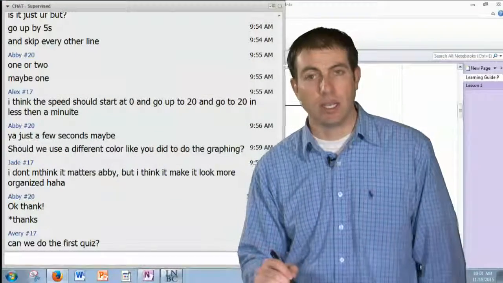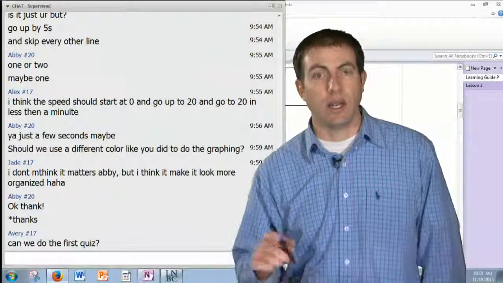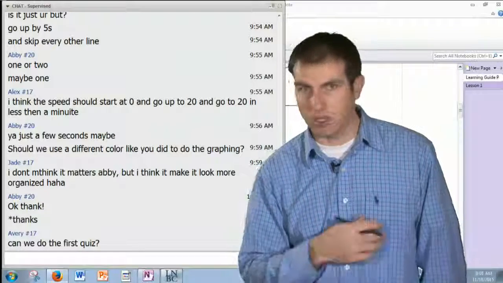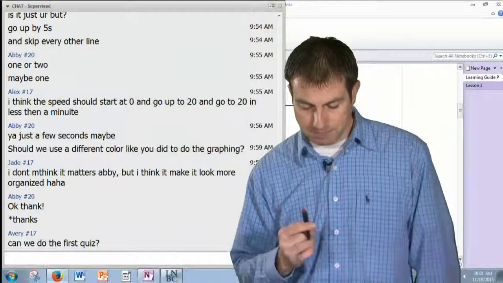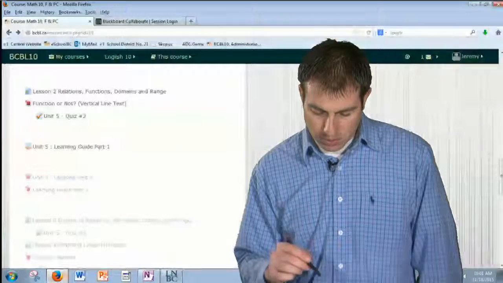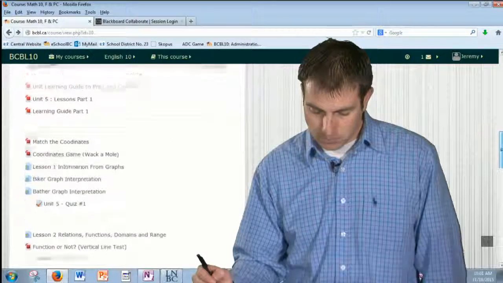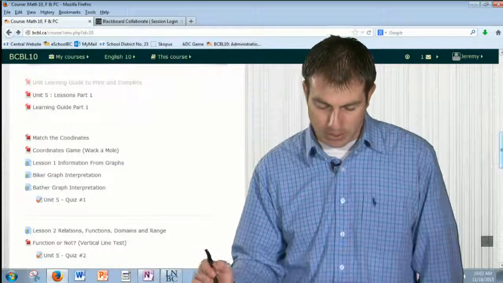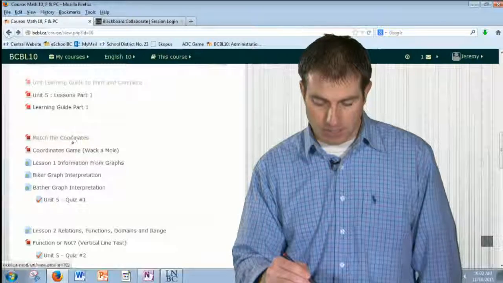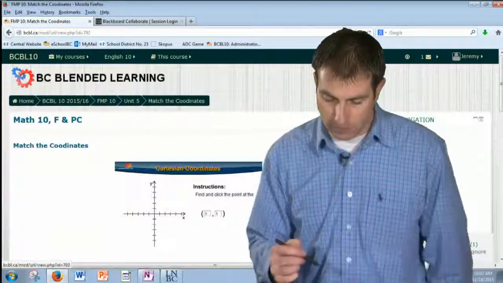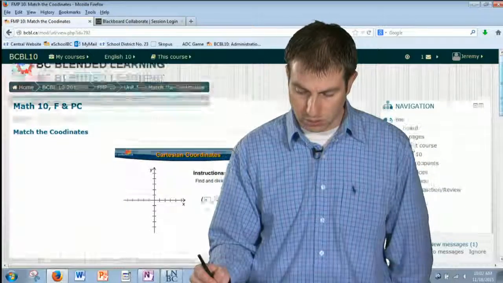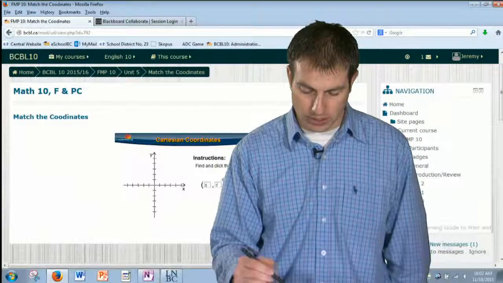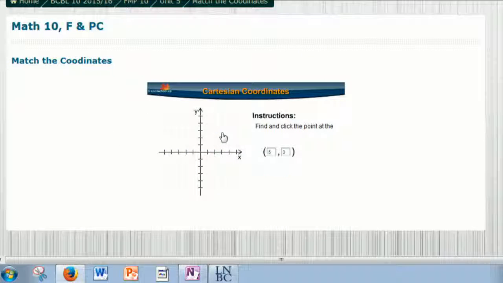Can we do the first quiz? Yes, you can always do the quizzes. I'm pretty sure I shut off the timers for the quizzes, so we don't have to worry about any of that, and they're open. The course also has a bunch of what we can call games. Match the coordinates game: if you go into these, they give you a little chart, and it asks you to put in some coordinates, and you need to find the coordinates and figure out where 5, 3 is. We haven't talked a lot about coordinates yet, so you might want to hold off on that.